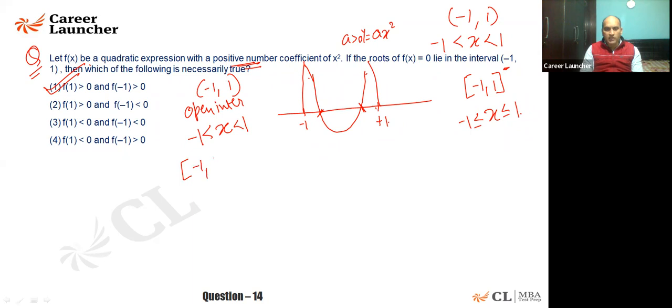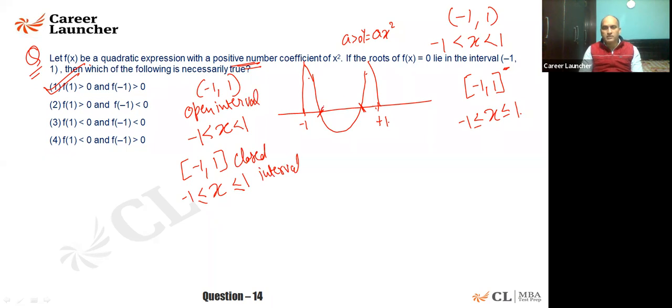Had it been a closed interval, that means x is greater than -1 and less than 1, as well as equal to them. So this is a closed interval. This is known as a closed interval. I'm sure you know about this. And this one tells you about the open interval.